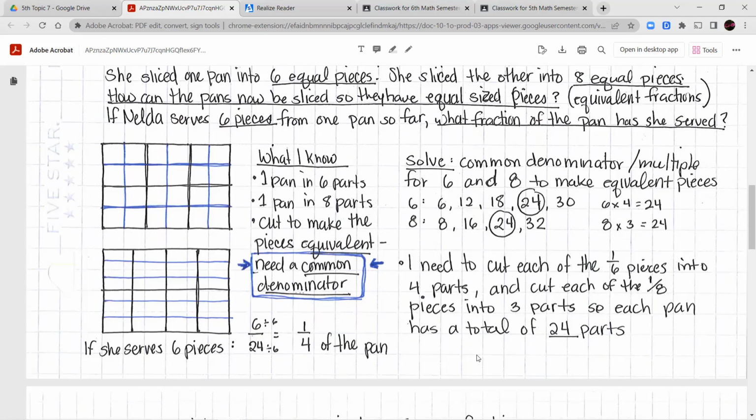that would be 1/4 of the pan, because we can simplify 6 and 24, since we can divide both of those. You can start with even numbers, and divide them both by 2 if you're not sure. And it would be 3/12. And then with 3/12, 12 is a multiple of 3, so you can divide that and it would give you 1/4. So if she served 6 pieces so far, she served 1/4 of the pan.